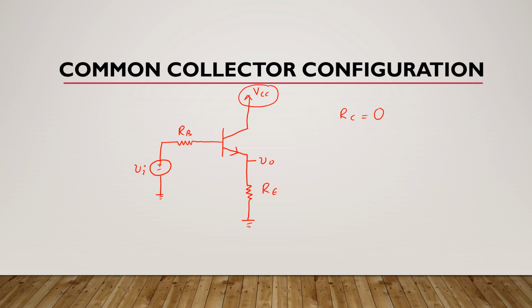Okay. Now, in case of common base configuration, we prefer T model for AC modeling and finding voltage gain, but in common emitter and common collector configurations, we prefer Pi model for AC modeling and finding voltage gain.